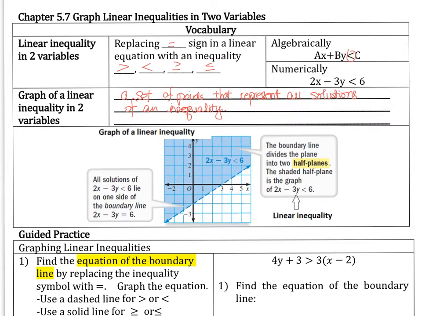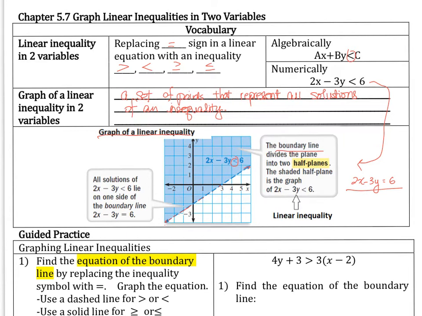So I'm going to use 2x minus 3y less than 6 to explain what the graph of this linear inequality looks like. The first thing you have to do is to draw the boundary line. So I'm going to let 2x minus 3y equal 6. And after you graph this equation, you should get this boundary line. It's dotted because it's a less than sign.